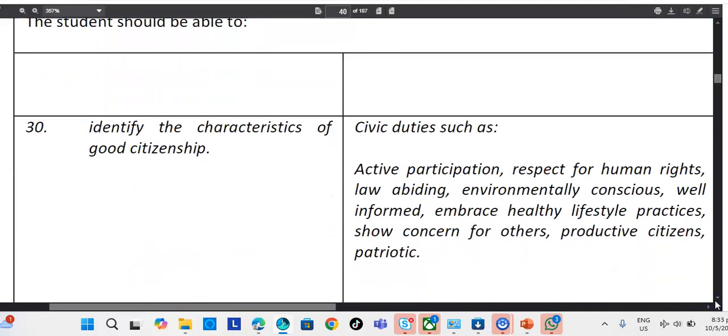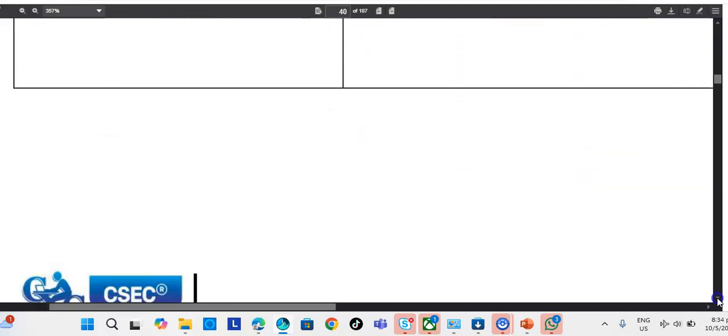Students should be able to identify the characteristics of good citizenship. Are you a good citizen? If you are a good citizen, some of your civic duties include active participation, especially in general elections, respect for human rights, law-abiding, environmentally conscious, well-informed. Are you a citizen who embraces healthy lifestyle practices, shows concern for others, and you are very productive and patriotic? So those are the characteristics of good citizenship.